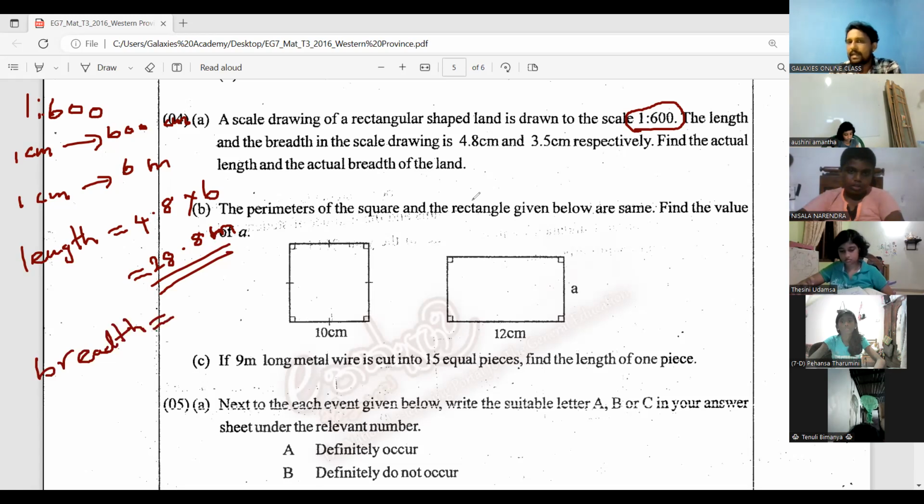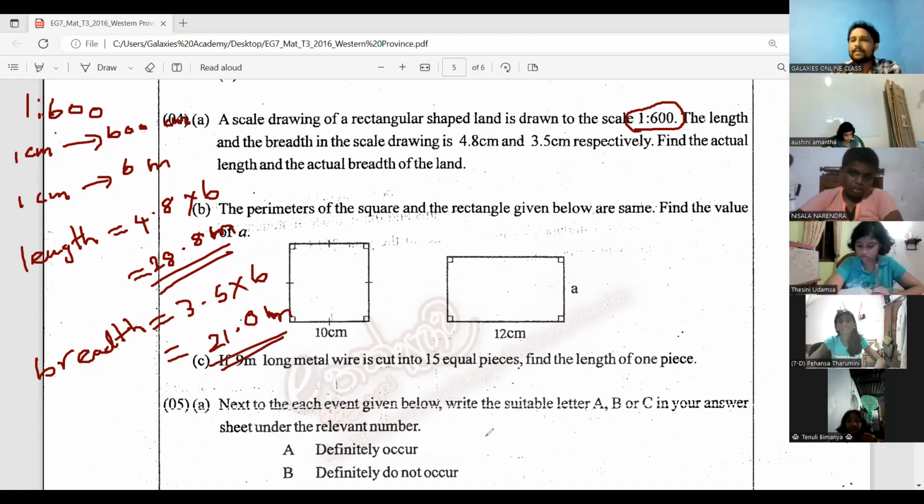Then the actual breadth. The scale breadth is 3.5 centimeters. 1 centimeter represents 6 meters, so you have to multiply by 6. 6 times 5, 30, remaining 3. 6 times 3, 18, 18 plus 3, 21. So how many meters? 21 meters.